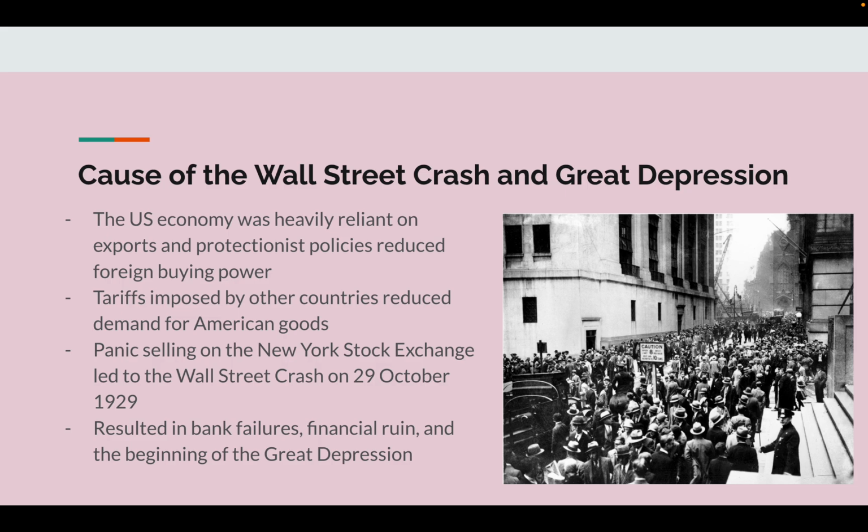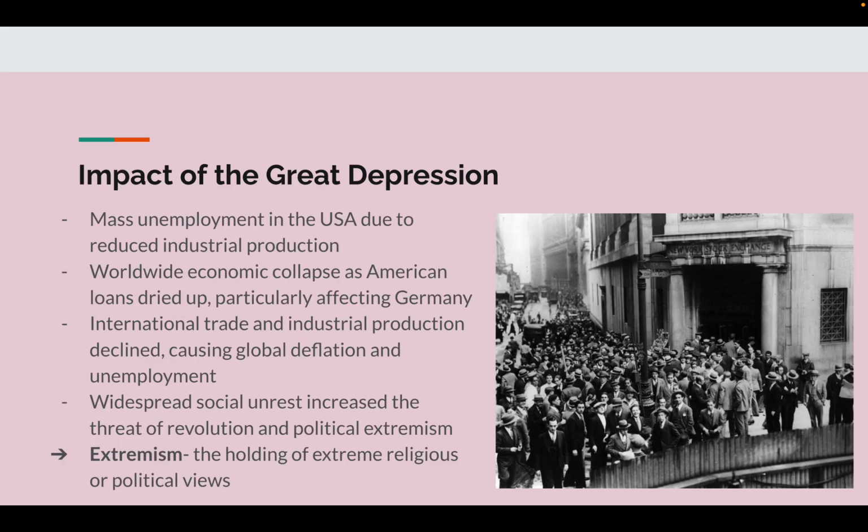Panic selling on the New York Stock Exchange led to the Wall Street crash on the 29th of October in 1929. This resulted in bank failures, financial ruin, and the beginning of the Great Depression. The impact of the Great Depression.